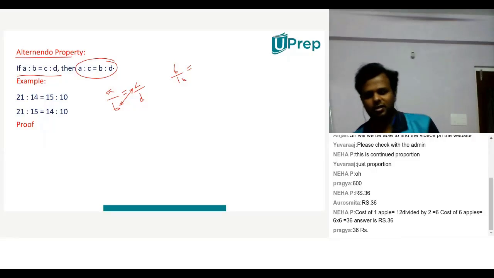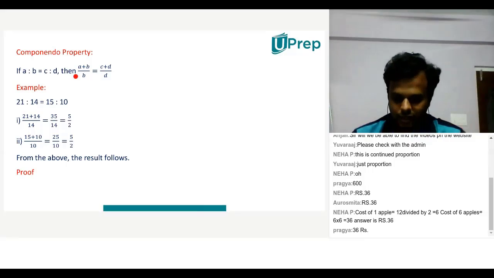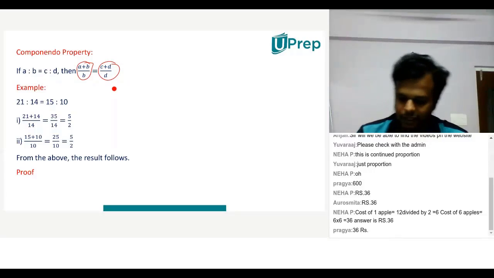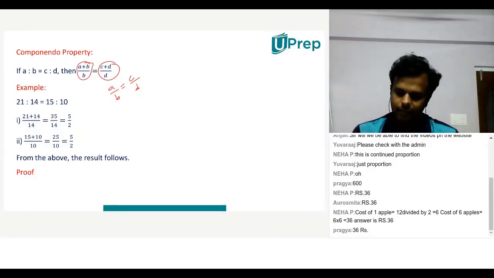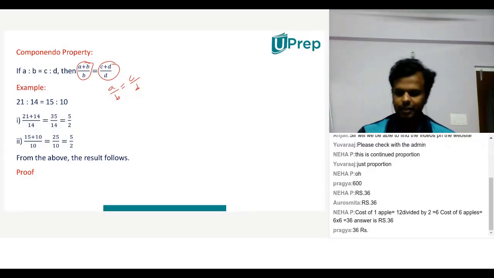So children, in the alternendo, what is happening is you're swapping one of the denominators to numerator and numerator to denominator. Children, we have something called the componendo property. Componendo is what? You add the numerator and denominator and have it in one of the fractions, and then for the other. So if A by B is equal to C by D, A plus B by B is equal to C plus D by D.